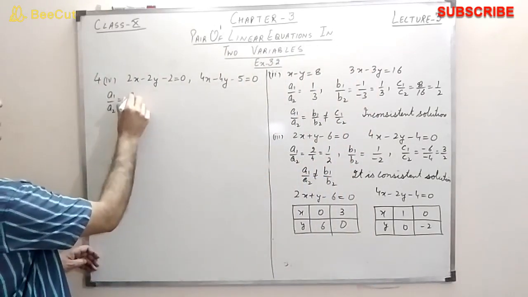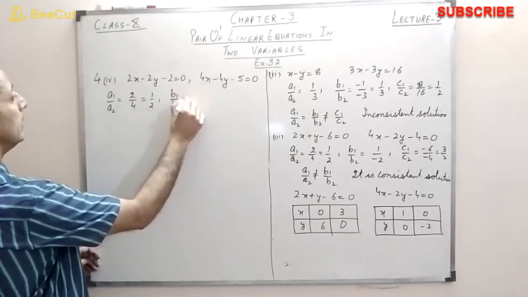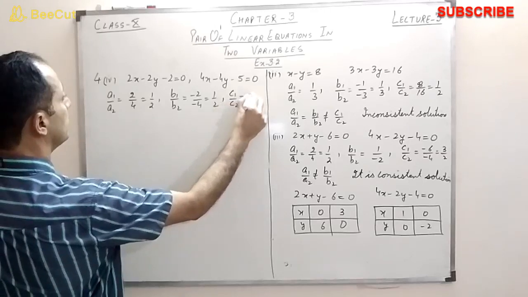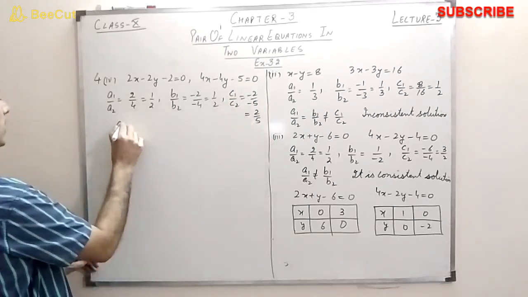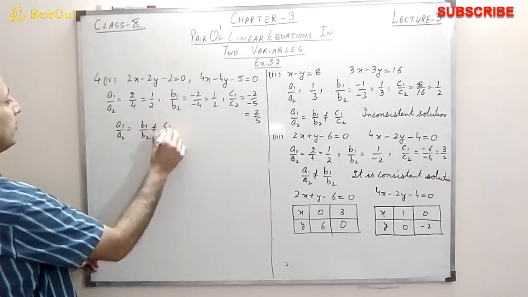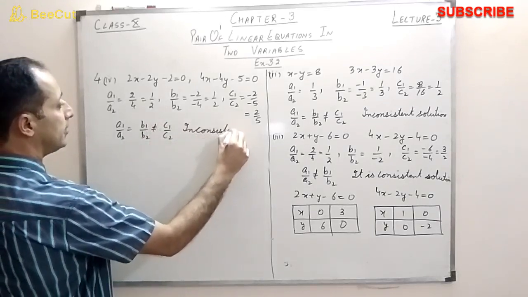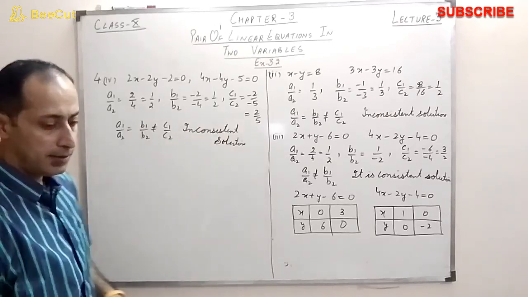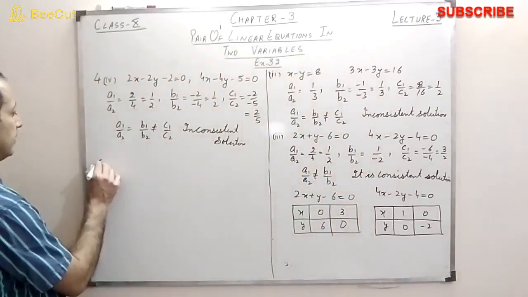So a1 by a2 is 2 by 4, that is 1 by 2. Then b1 by b2 is minus 2 by minus 4, it is 1 by 2. And c1 by c2 is minus 2 by minus 5, that is 2 by 5. So again here, a1 by a2 is equal to b1 by b2, but it is not equal to c1 by c2. So we say it is an inconsistent solution. In case of an inconsistent solution, we don't have to draw the graph. Right? Now we go to the fifth question of this exercise.